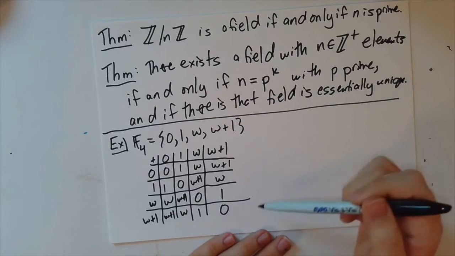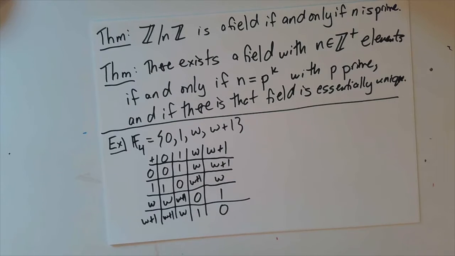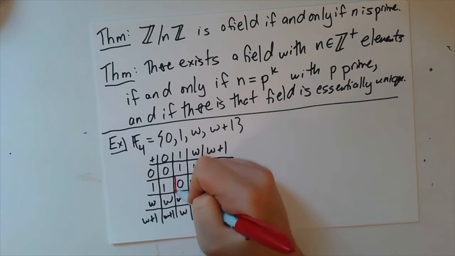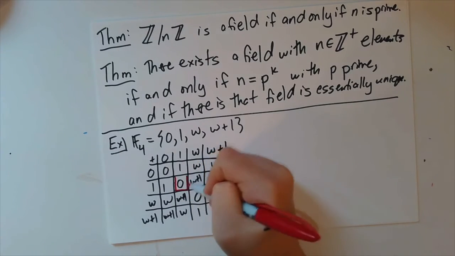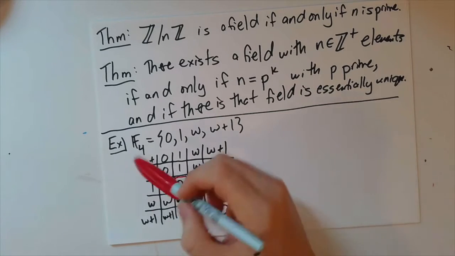So here is our addition table. The one square I will call your attention to here, and this gives away a lot of what's happening, is this square, where what that says is that 1 plus 1 is 0 in this field.